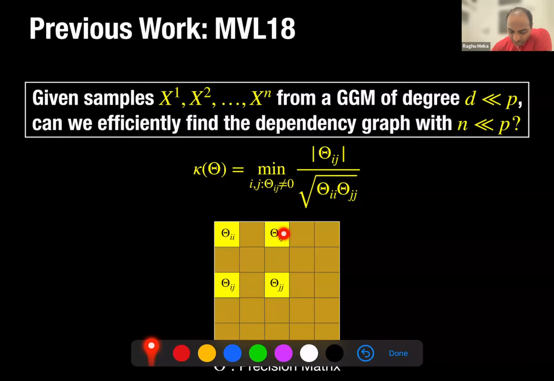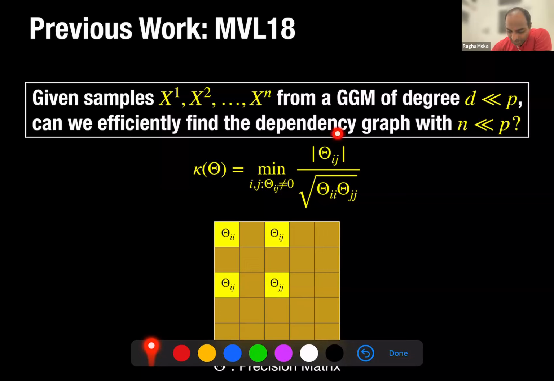It's just that you don't look at the absolute number. You look at the ratio of the diagonal entries to the off-diagonal entries. So you look at how big the off-diagonal entry is for any non-zero edge, relative to how big the diagonal entries are. Does this make sense? You're still measuring how big each non-zero entry in your precision matrix is, but measuring it relative to the corresponding diagonal entries.